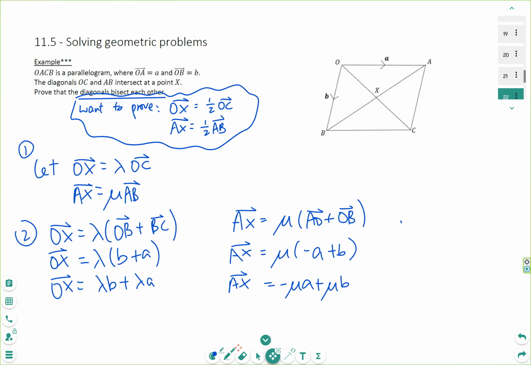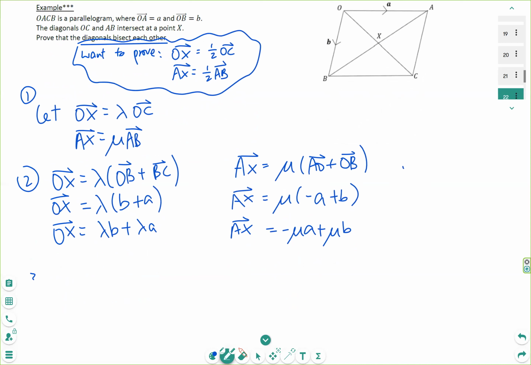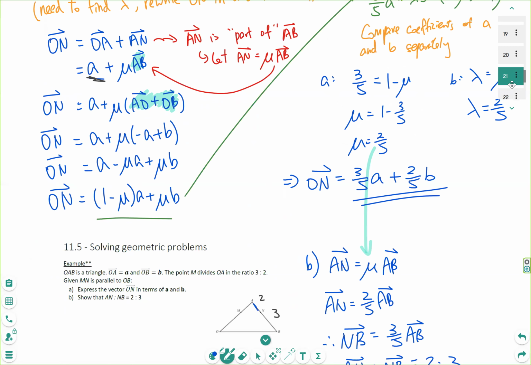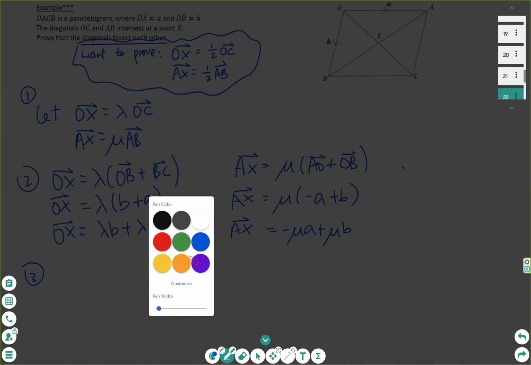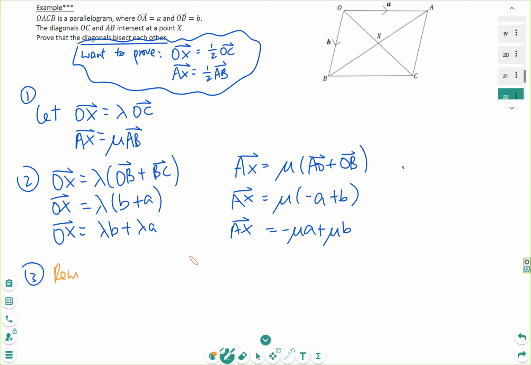So that's step 2. Step 3, that's the trickiest part. Now you see we've got 2 equations here. Unlike the previous one, where we wrote ON differently, this time we are going to rewrite OX in such a way that AX is involved.